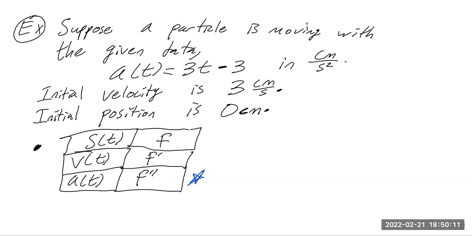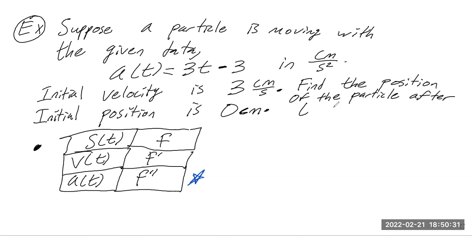And, oh, I forgot to even write the goal of the problem. So we want to find the position of the particle after t seconds. Now, what I'm about to say is probably going to make a lot more sense. So basically, with the given data at hand, we want to go back from A and get to S. Well, we've got to figure out how to do that.